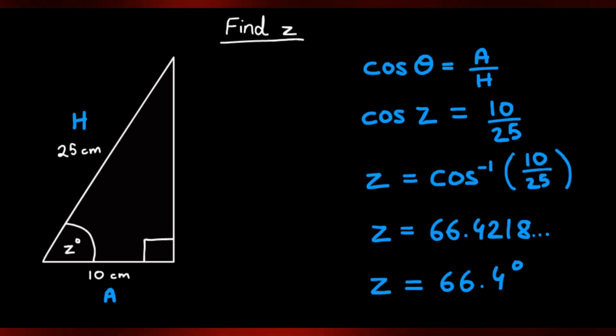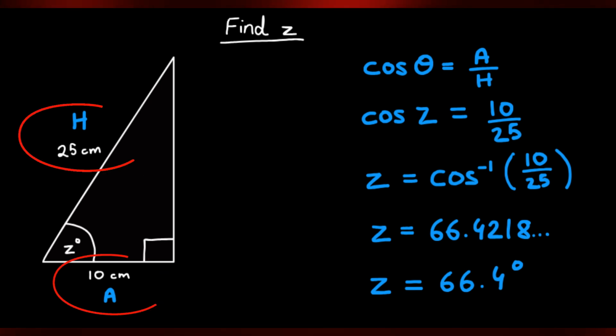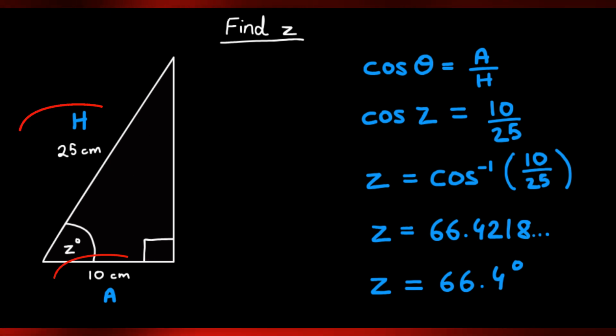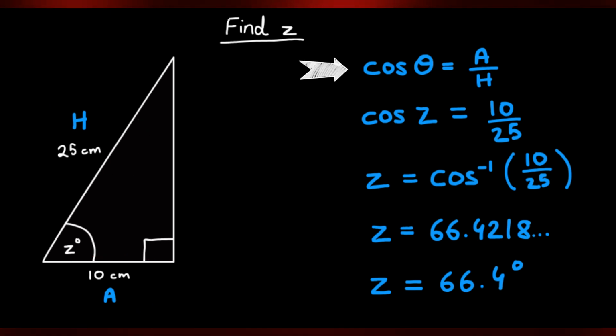In this example, we have to find the angle z. So first, as we did in the previous example, label the sides which we know. 25 centimeters side as hypotenuse and the 10 centimeters side as adjacent. Since we are dealing with hypotenuse and adjacent, we are going to use the cos ratio.